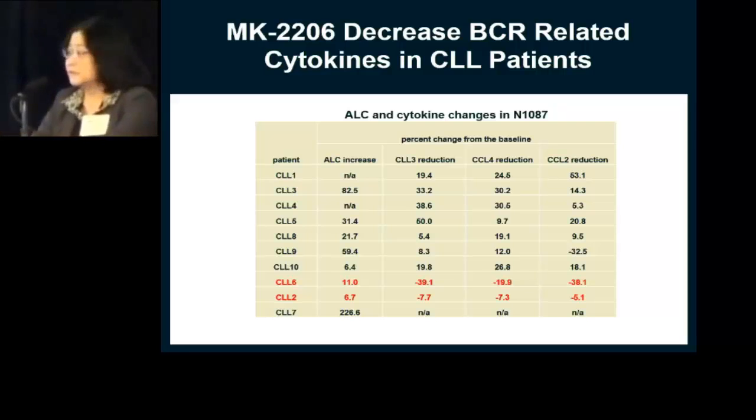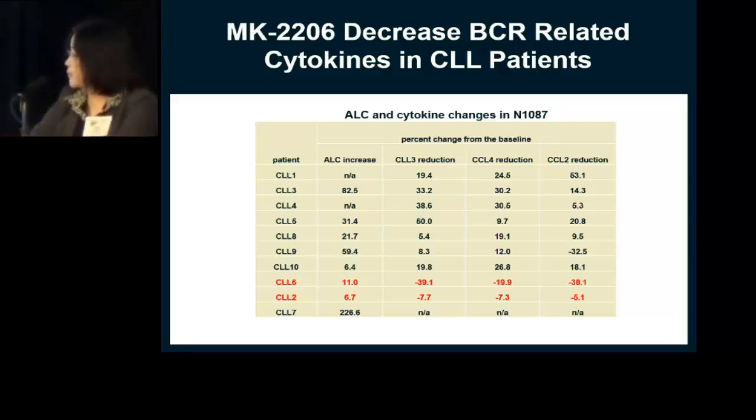We also measured the BCR receptor-related cytokines. We performed a preclinical study to test what are the major cytokines related to BCR stimulation detected in the CLL cells. Similar to what has been published by Burger as well as others, CCL3 and CCL4 were shown to be significantly elevated. We also detected a couple of other cytokines.